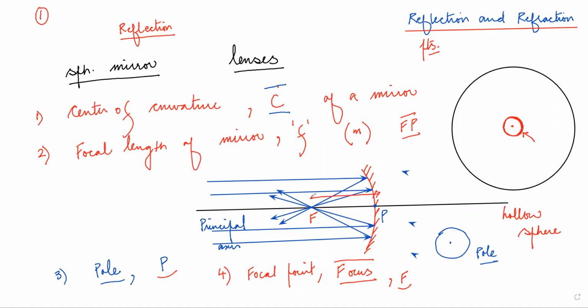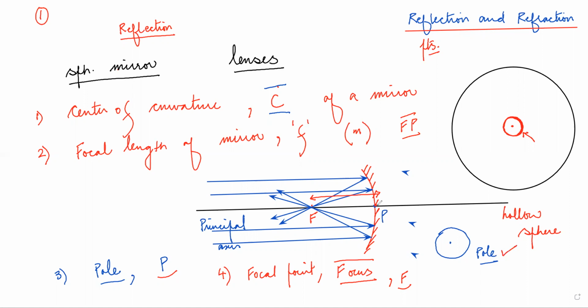And what is FP? FP is the distance between, any student, hope you are understanding. Can you tell, Monrose, focal length will be the distance between which point and which point? It is the distance between F and P. What is F? F is the focus and P is the pole of the mirror.